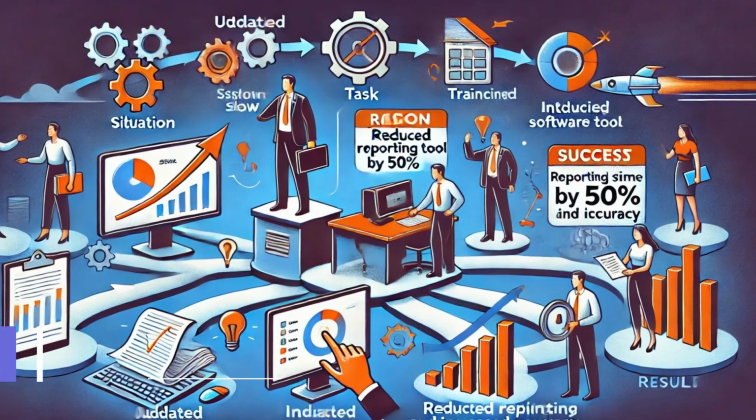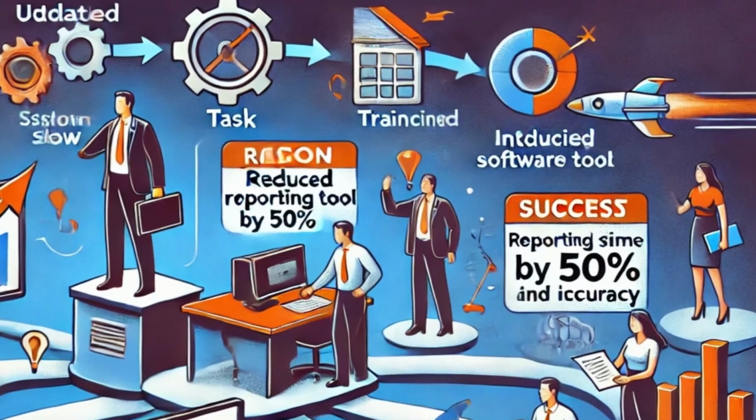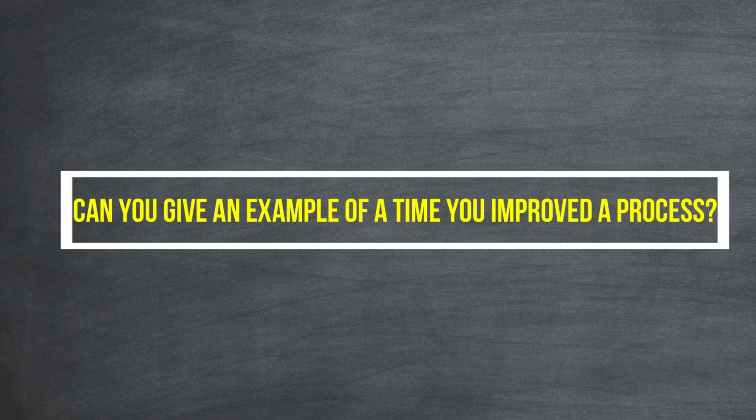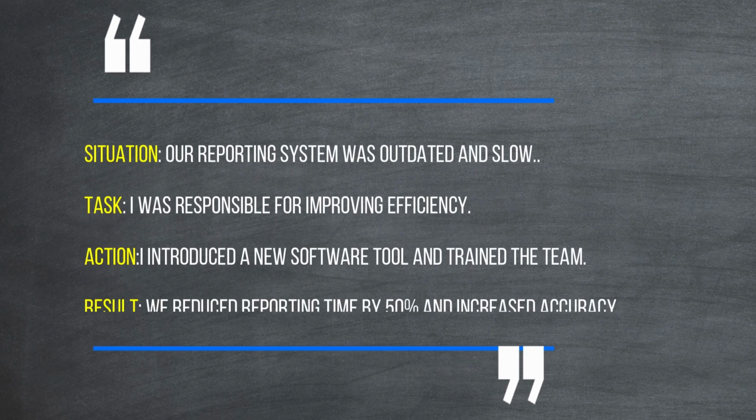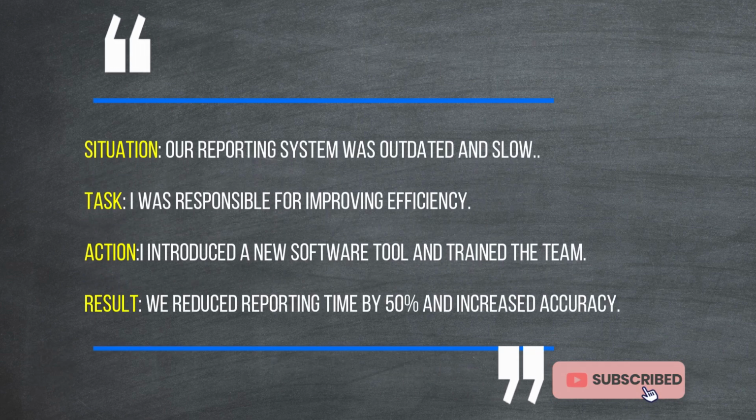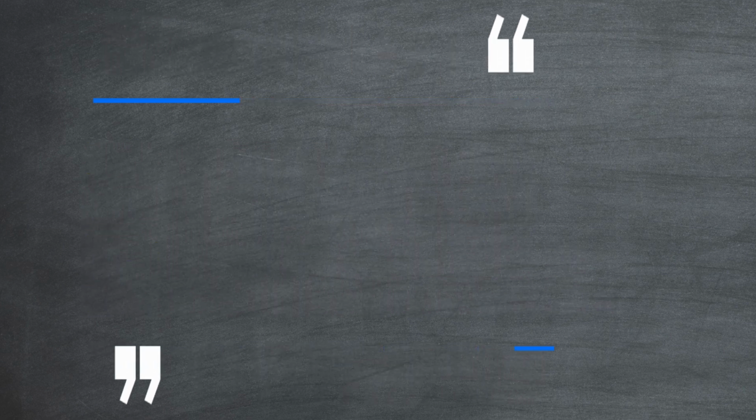Here is another scenario which you can discuss during your interview, which is related to improving a process. For this one, the question could be something like this: Can you give me an example of a time you improved a process? Our reporting system was outdated and slow. I was responsible for improving efficiency. I introduced a new software tool and trained the team. We reduced the reporting time by 50% and increased accuracy.